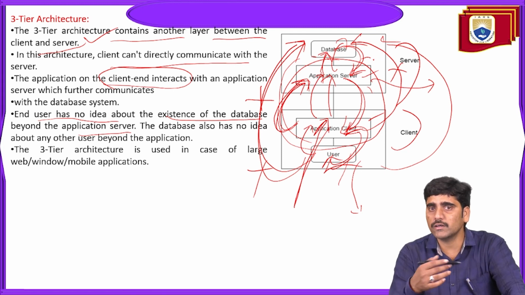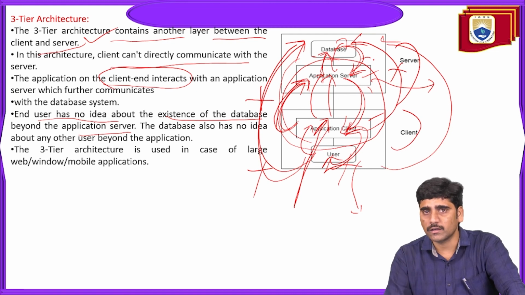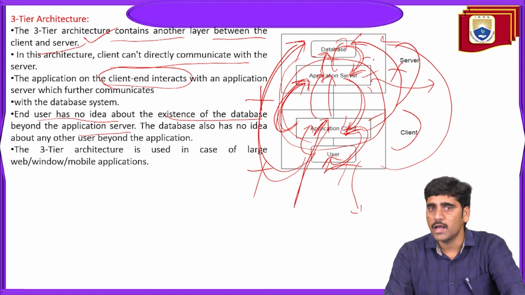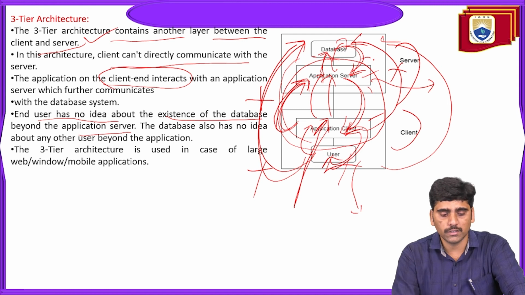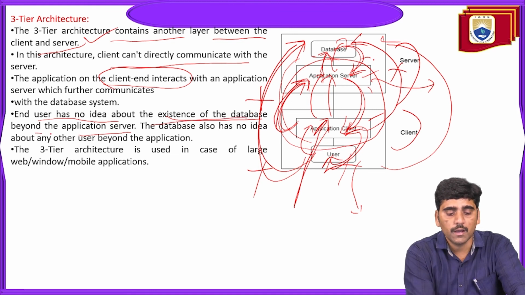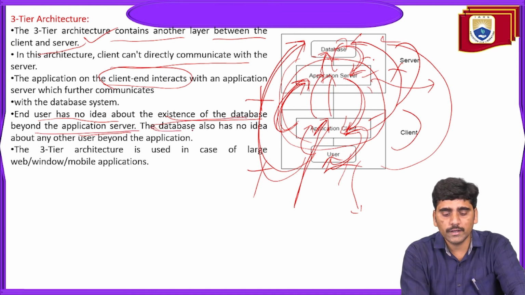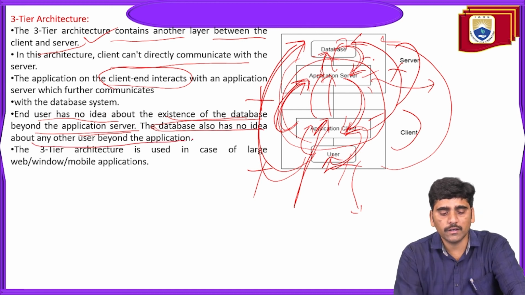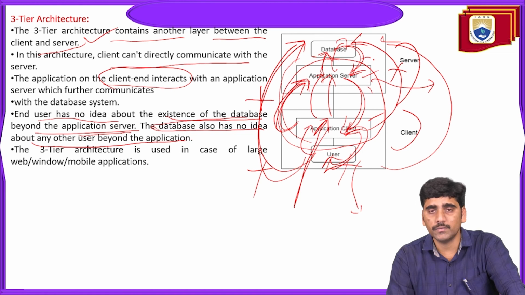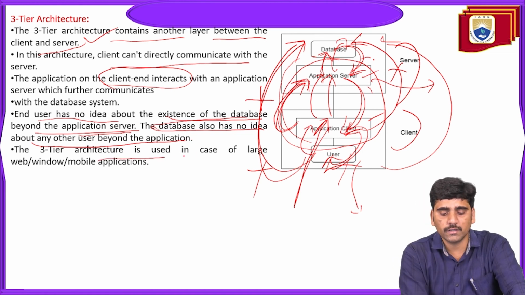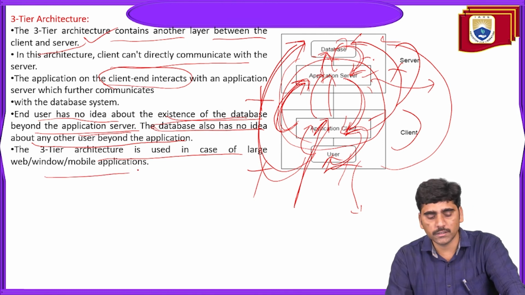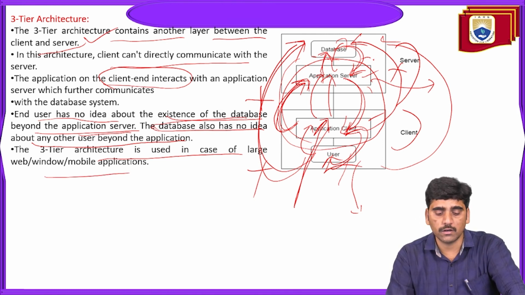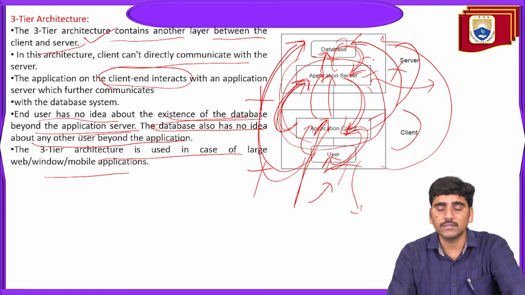But to give the query and get the result, in between, the application client on the client side and the application server on the server side interact with each other. He doesn't know that actually. So that's what we are mentioning here. The end user has no idea about the existence of the database beyond the application server, and the database also has no idea about any user beyond the application. The three-tier architecture is used in large web applications, Windows applications, and mobile applications. So this is the way we can understand it.